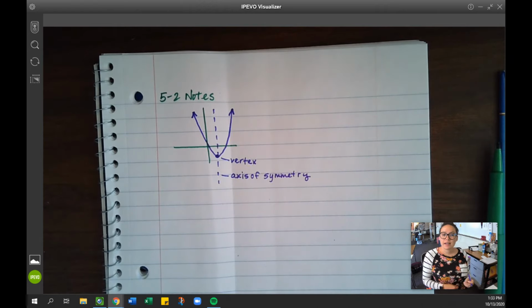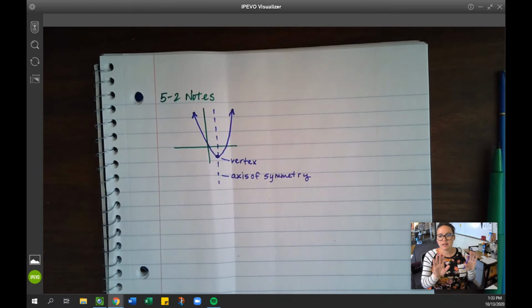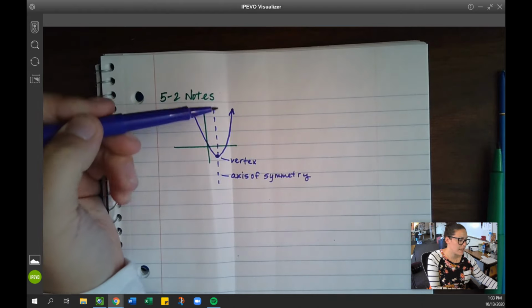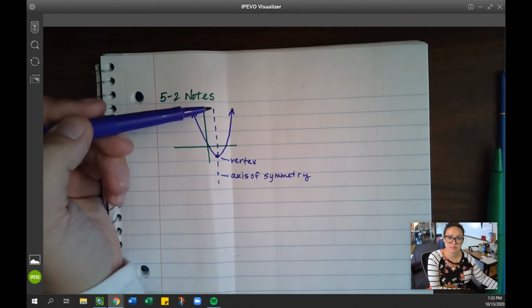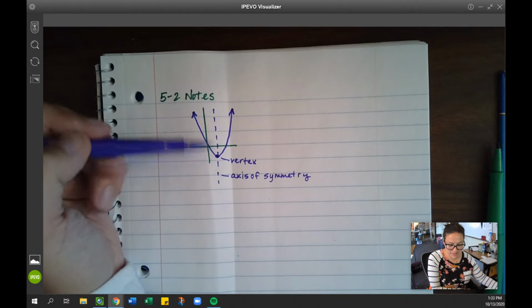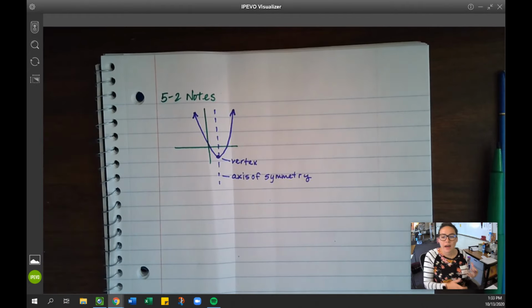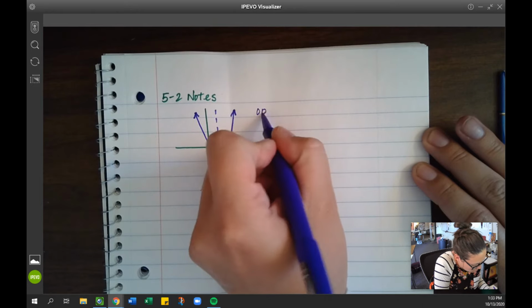Because a parabola is symmetrical, right? The left side and the right side are mirror images of each other. So this vertical line that goes straight down the center of the parabola is what we call the axis of symmetry.